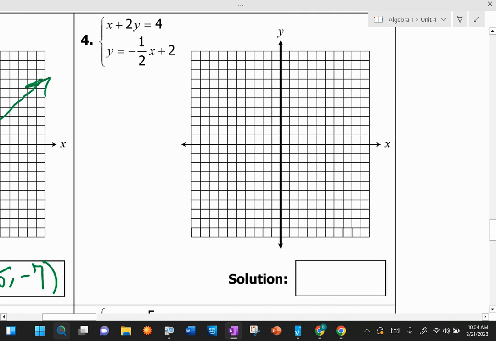Please do number 4. Have you heard the slope song? Have I what? Have you heard the slope song? No, sing it for me. No, a couple of nights ago, one of the best things ever.